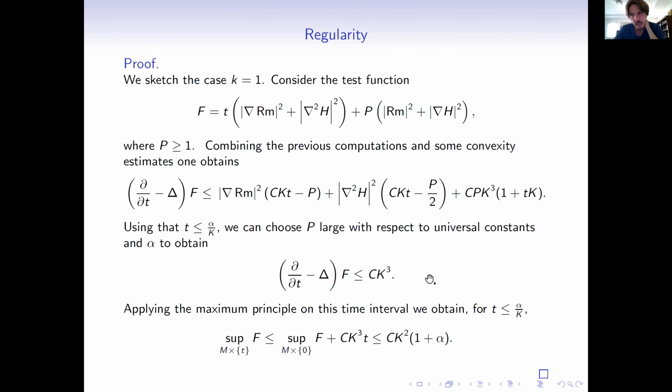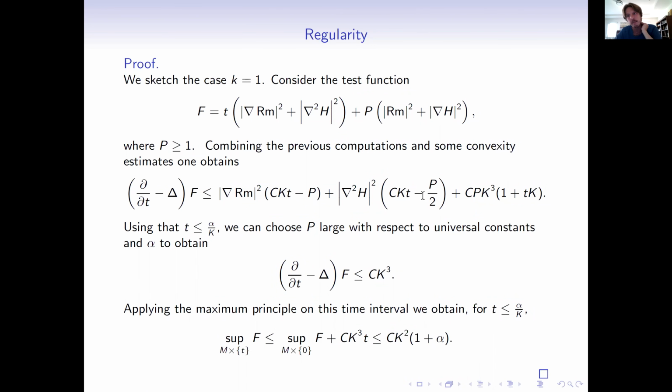And then it's just an elementary maximum principle applied to this. So for small enough t, the supremum at time t of f is bounded above by the supremum of f at time 0 plus ck cubed t. It's just like a direct integration of the right-hand side up to time t. And then again, using the upper bound on t and the bound on the initial data.